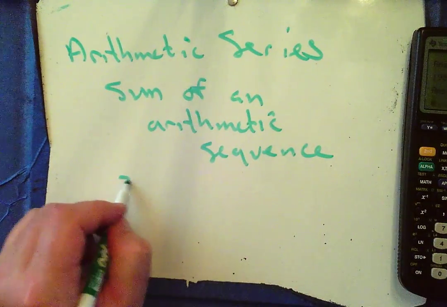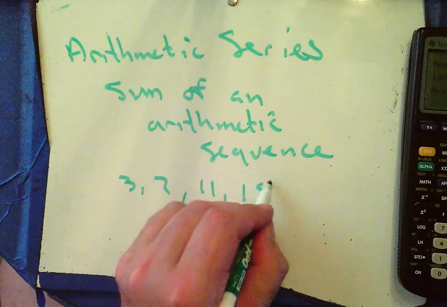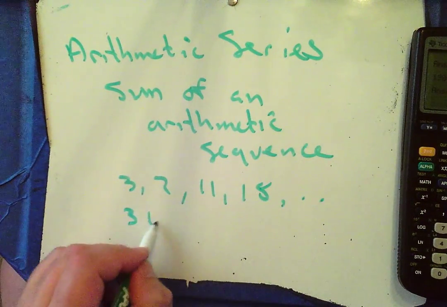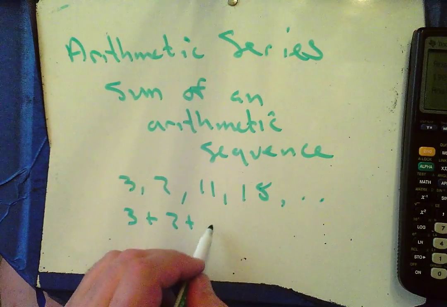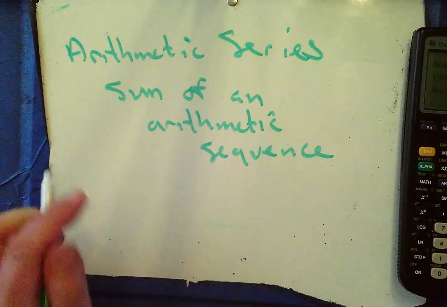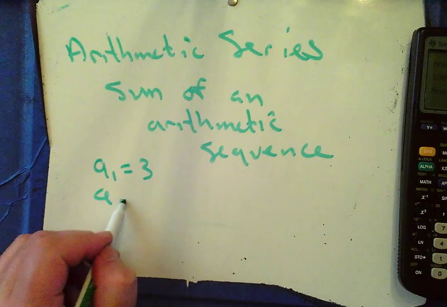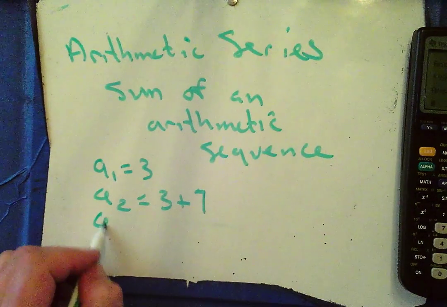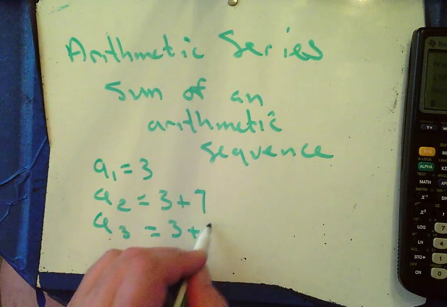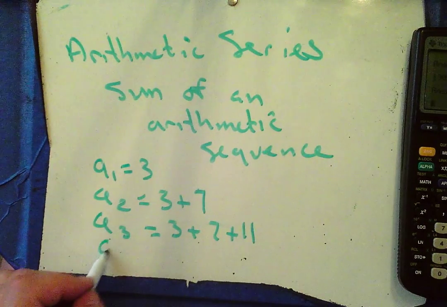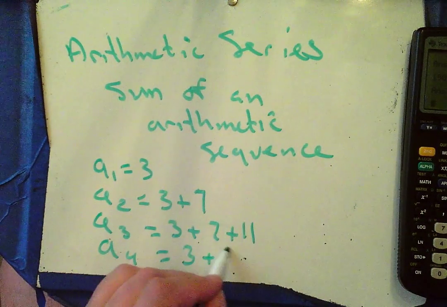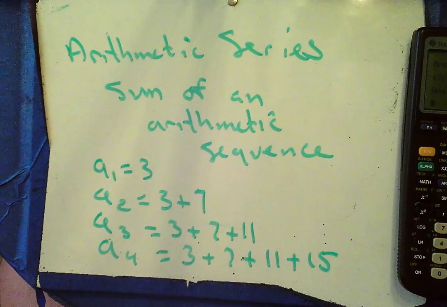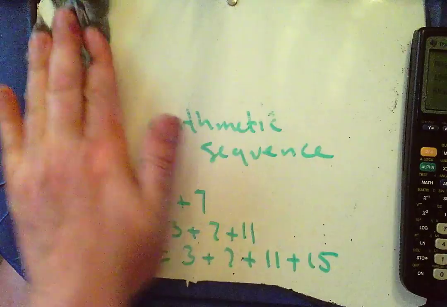So instead of 3, 7, 11, 15, a sequence, we're going to be looking at 3 plus 7 plus, we're going to say a sub 1 equals 3, and a sub 2 equals 3 plus 7, and a sub 3 equals 3 plus 7 plus 11, and a sub 4 equals 3 plus 7 plus 11 plus 15. And so we're going to be adding up the values in the arithmetic sequence. Okay, so watch for that in the next video.